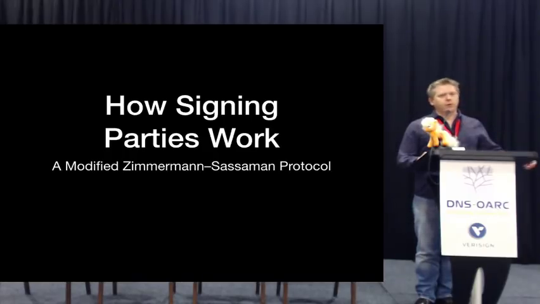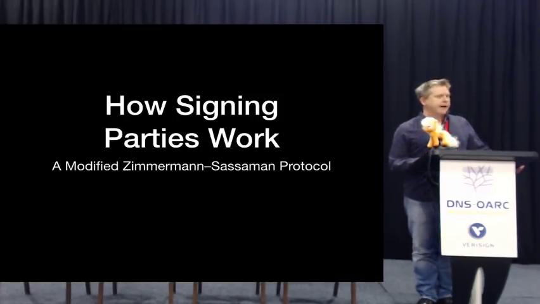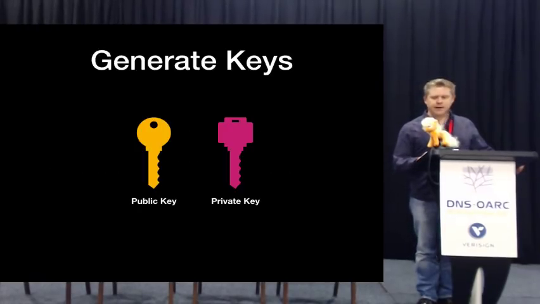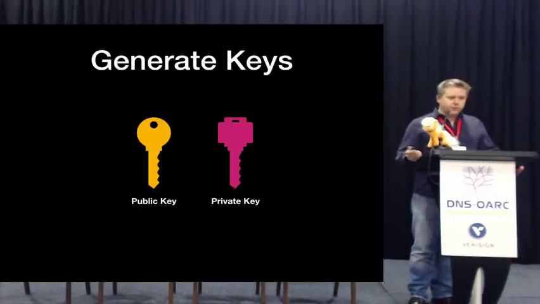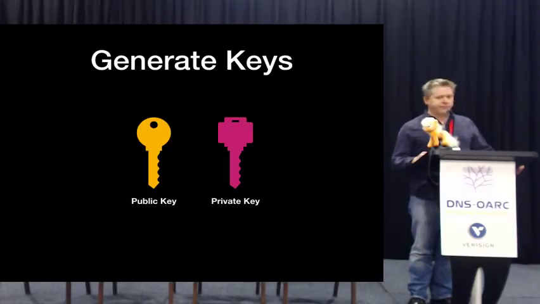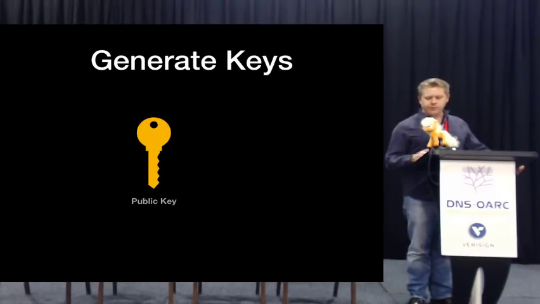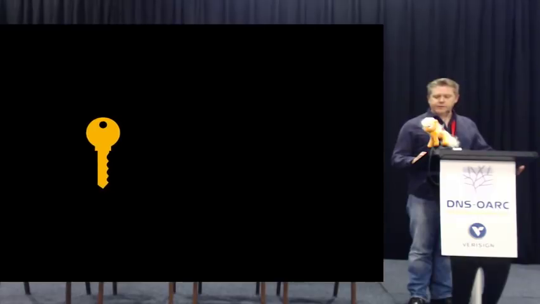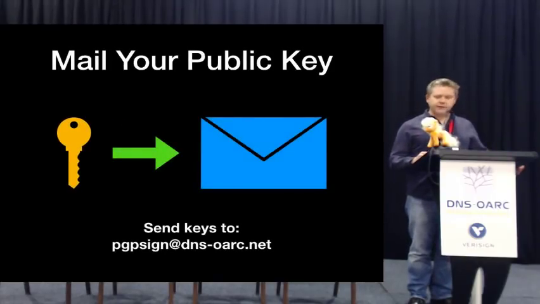So how do key signings work? There are a couple of different ways to do them. The last few meetings we've been using a slightly modified form of what's known as the Zimmermann-Sassaman protocol. As I said, there are a few different ways to do this. This one tends to be a bit lower effort and take a little bit less time. So the way this works is that people who want to participate, if they don't already have them, generate keys. You put away the private key somewhere, take that public key, and share it with your organizer, in this case, me.